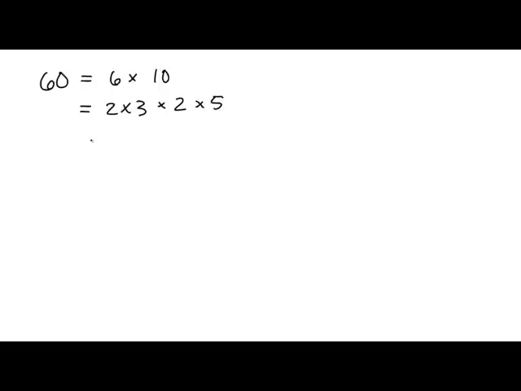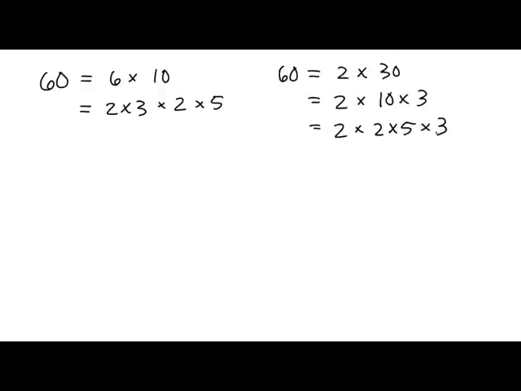Now we could rearrange it. We could have said that 60 was 2 times 30. And then we could have said that the 2 is a prime number, but the 30 we could have said was 10 times 3, and the 10 can be broken down into 2 times 5. And so we get a different order. Here on the right we have the 2 twos together, on the left we don't, but it's still 2 twos, a 3, and a 5.